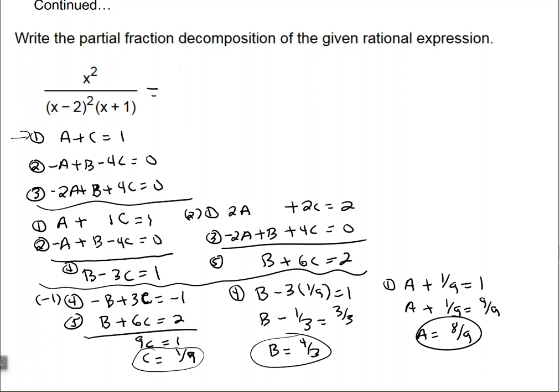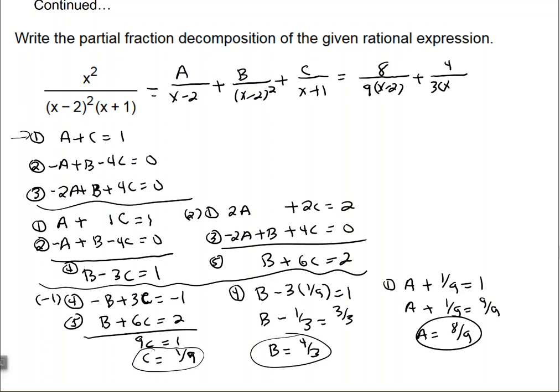So remember we had A over x minus 2 plus B over x minus 2 squared plus C over x plus 1. So A is 8 over 9, so 8 in my numerator, 9 in my denominator, times x minus 2. B is 4 over 3. And C is 1 over 9.